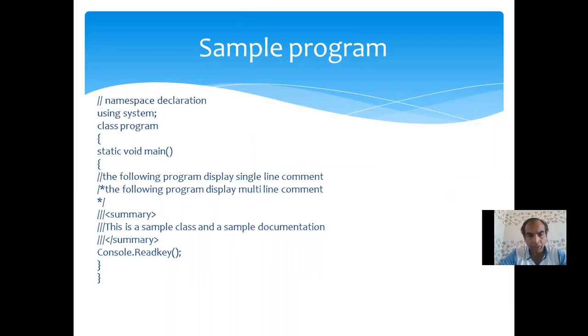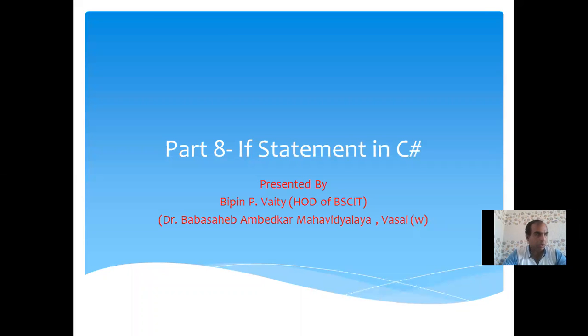Now here in the program we can see that double slash is a single line comment, slash star, star slash is a multi-line comment, and three slashes is where we use the tag and give the XML documentation comment. Clear? Now a very important thing, control statements.